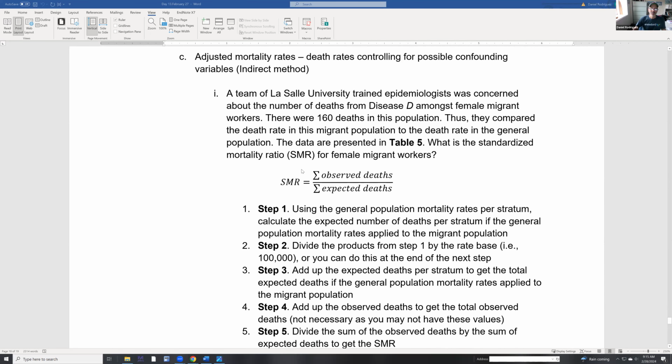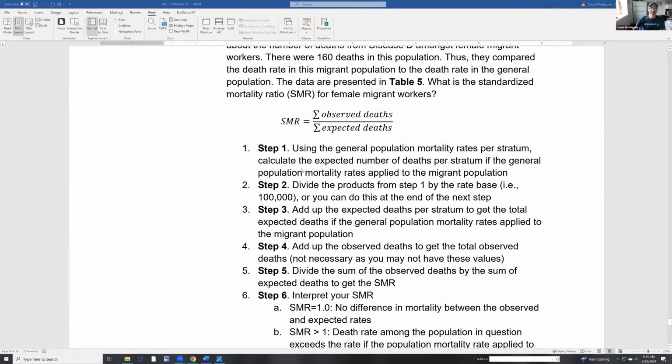So to do this, we're going to work in a step-by-step process. First, using the general population mortality rates per stratum, we're going to calculate the expected number of deaths per stratum if the general population mortality rates are applied to the migrant population. So step 1, I like to do this in steps because these tasks are very much like accounting, and it's not mathematically complicated, but you have to work everything out in a nice order for it to work out.